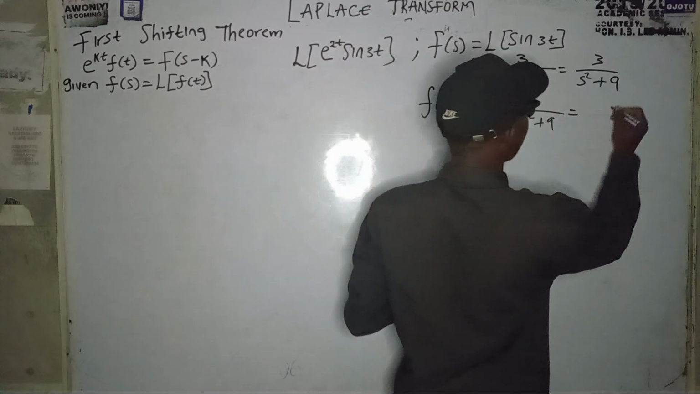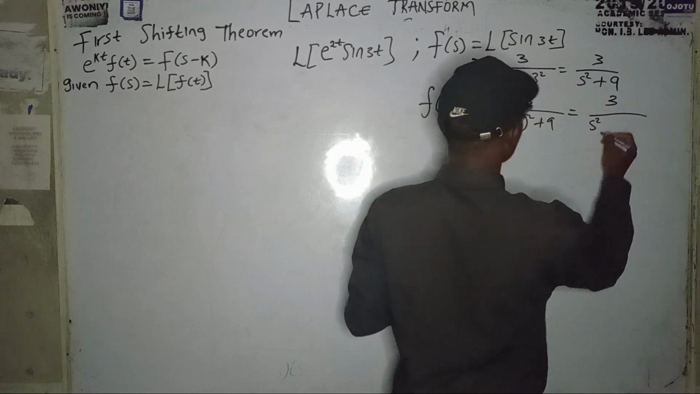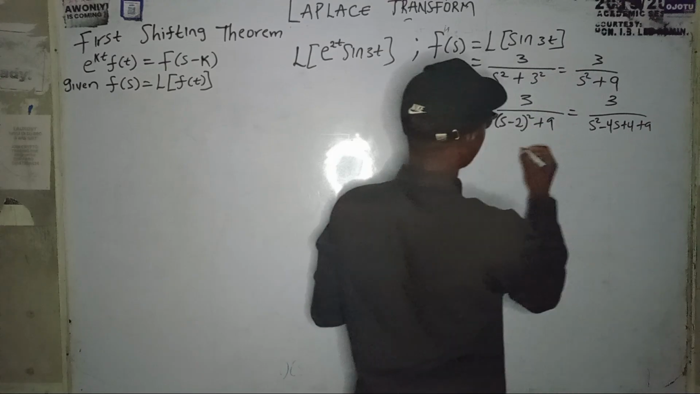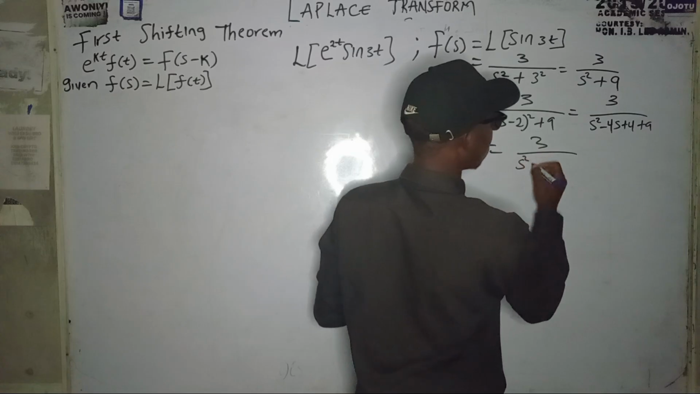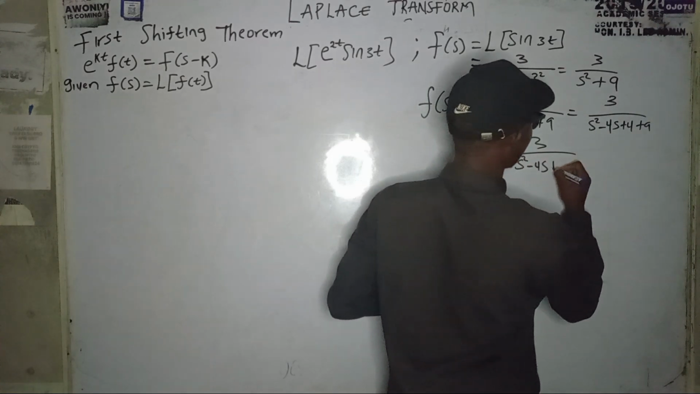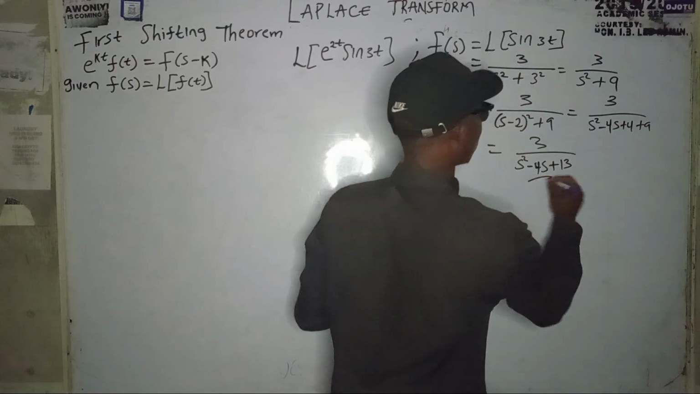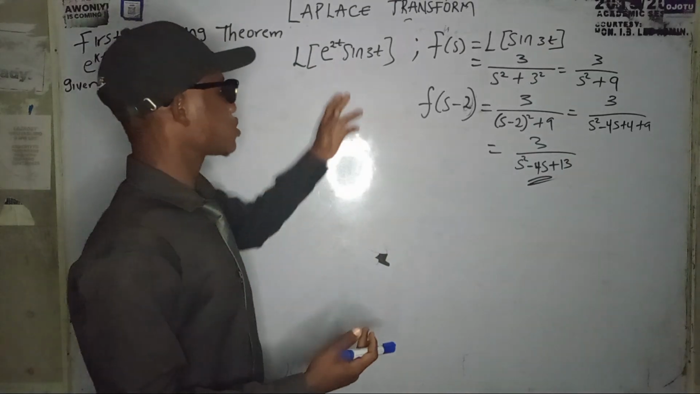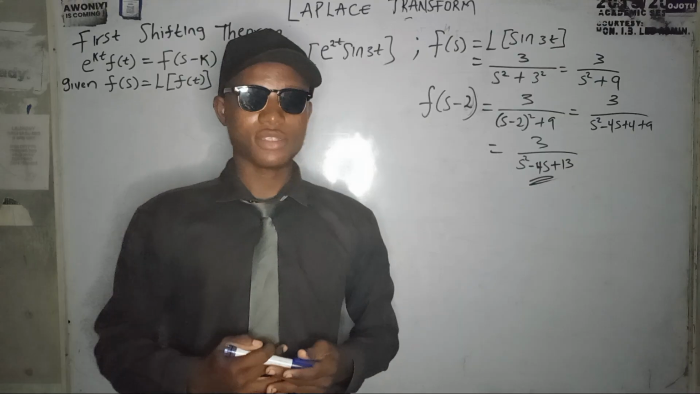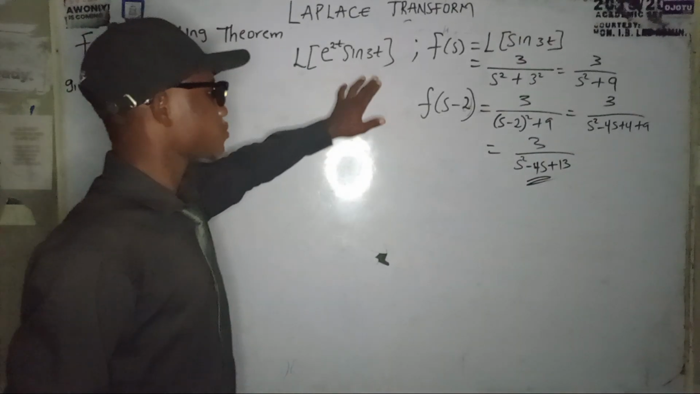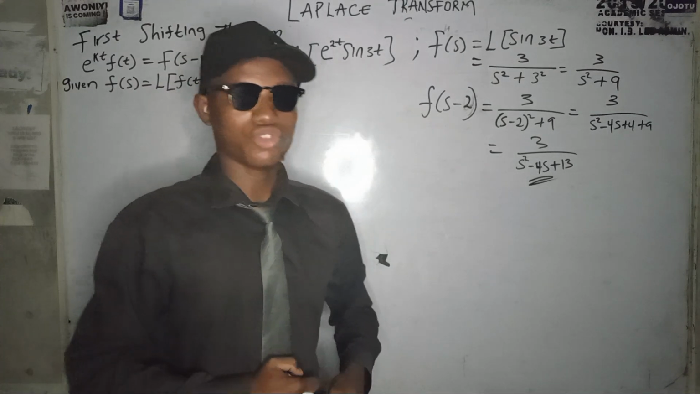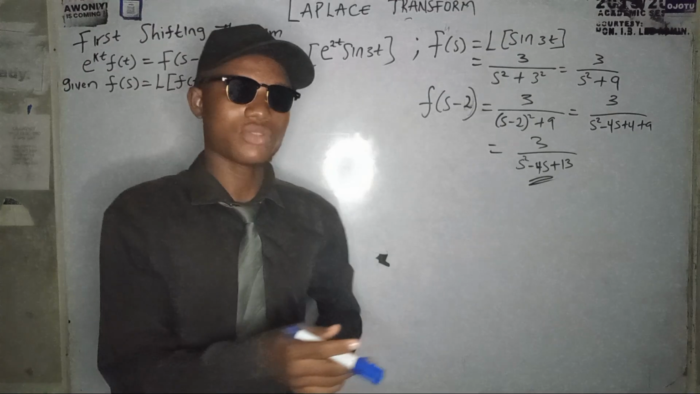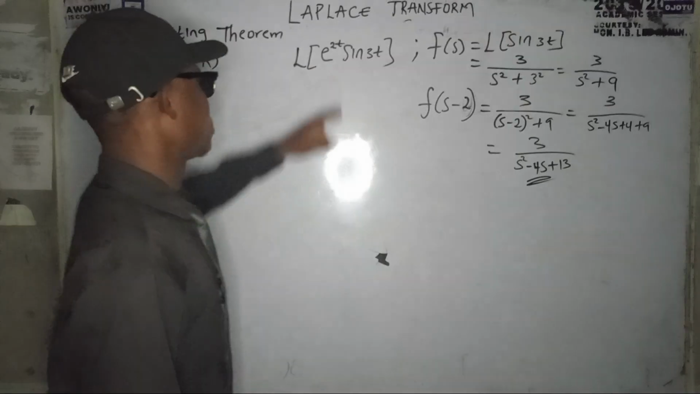You can simplify it as 3 over s squared minus 4s plus 4 plus 9, and this is equal to 3 over s squared minus 4s plus 13. So this will be our final answer on the first shifting theorem. It's just simple. First of all, we look for the normal Laplace transform of the function, and then whenever it's multiplied by an exponential, we do s minus, wherever we see s, whatever is the coefficient of t in the exponential.